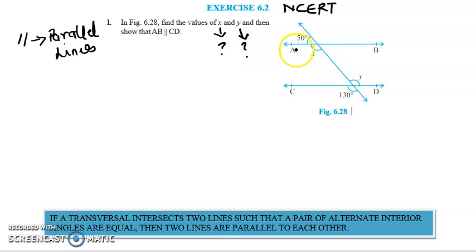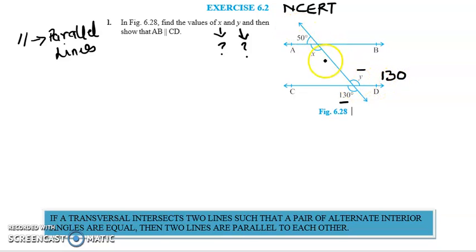Okay, now come to the figure. You can clearly see this is a transversal, these are parallel lines, we will show them. But the question is asking first find the values of x and y. Now there are two methods, students. If you see this angle, this is 130 degree, and this angle y, these are vertically opposite angles. Vertically opposite angles are equal, so this will be 130, right?